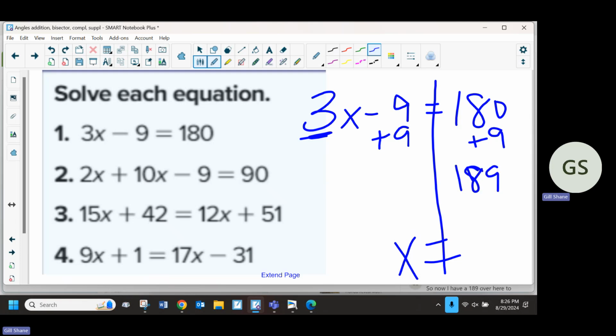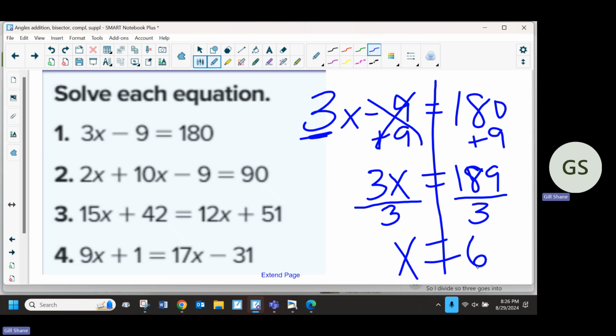Oh, my pen never works. The 9 goes to 0. I don't need it if it goes to 0. Now you have to understand 3x means 3 times x. Well, if I'm multiplying right here, 3 times x, I need to do the opposite math to get rid of the 3. So I divide. 3 goes into 18, 6, goes into 9, 3, and then there's my answer for x.